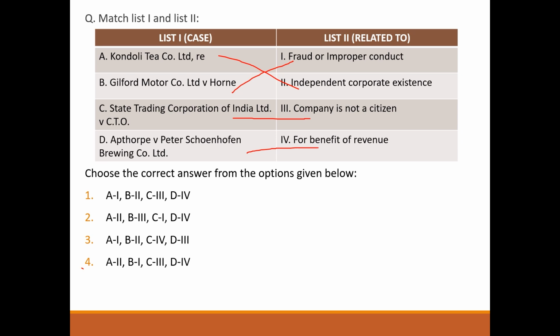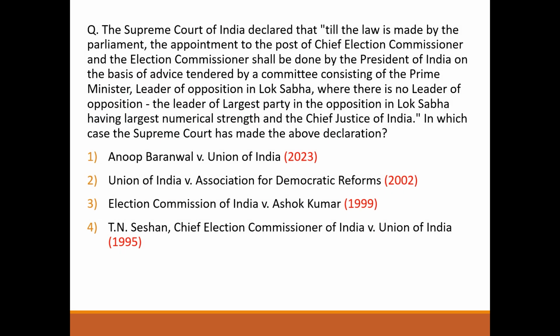Next question, the Supreme Court of India declares that till the law is made by Parliament, the appointment to the post of Chief Election Commissioner and the Election Commissioners shall be done by the President of India on the basis of advice tendered by a committee consisting of the Prime Minister, the Leader of Opposition in Lok Sabha, where there is no Leader of Opposition, the leader of the largest party in the opposition in Lok Sabha having the largest numerical strength, and the Chief Justice of India. In which case has the Supreme Court made the above declaration? It's option number 1, Anoop Baranwal versus Union of India.